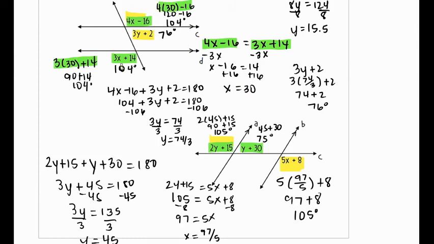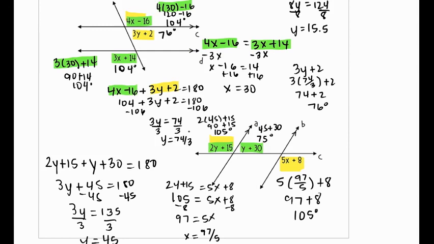Well, then that helps me see that if I take that 4x minus 16 plus 3y plus 2, if I add them together, they should be supplementary, or 180, because they are a linear pair there. And so I can plug in my x that I already knew and get an equation to solve for y. I end up getting that y is 74 thirds.